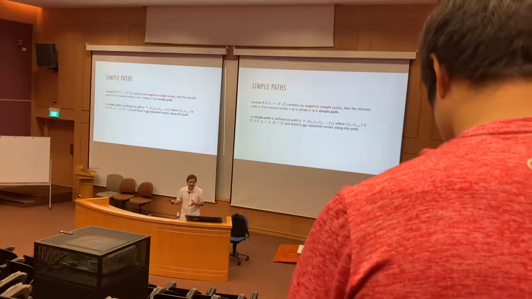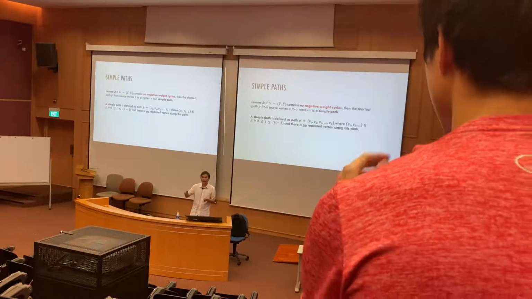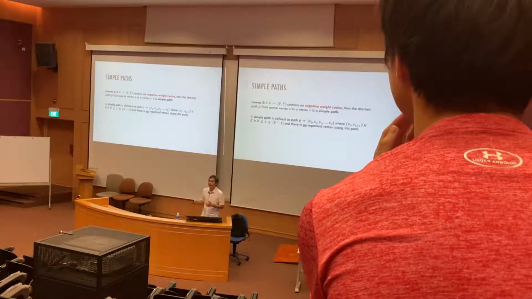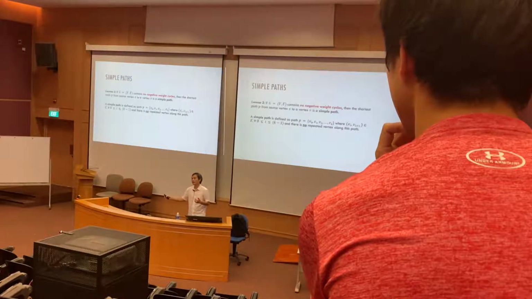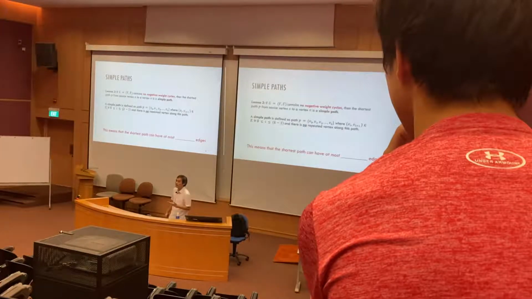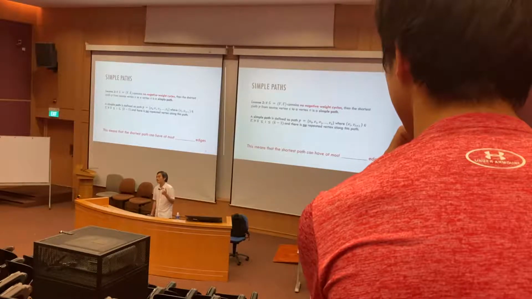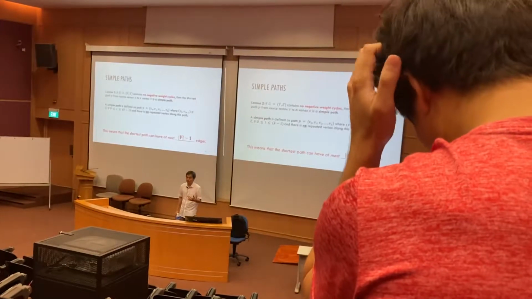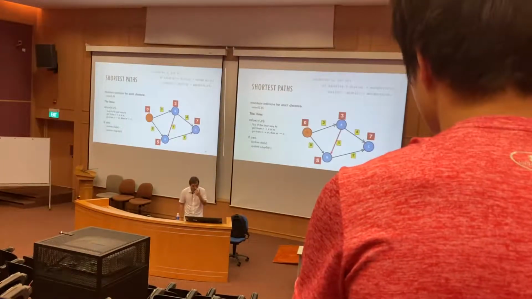So remember what a simple path is. A simple path is simply that there are no cycles. Okay, there are no cycles. So if a graph contains no negative weight cycles, then the shortest path from some source vertex to some other vertex B is a simple path. Okay, no cycles. So this means that the shortest path can have at most how many edges? V minus 1, correct? There are no cycles. Okay, so at most V minus 1 edges. Okay, so keep this in mind.